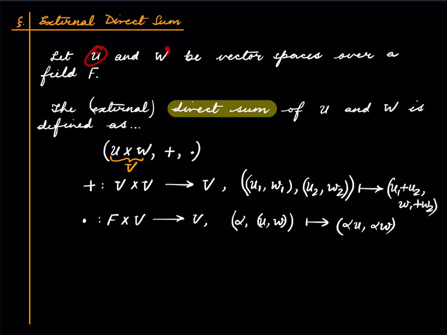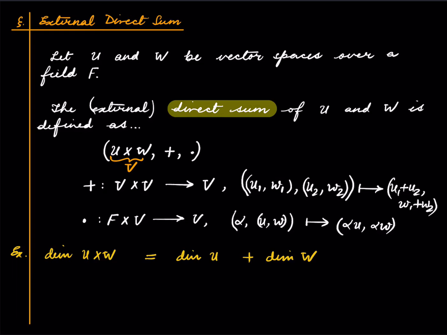So given two vector spaces, one can create a bigger vector space. And here's an exercise. Dimension of U cross W is dimension U plus dimension W. That's very easy. Once you have a basis of U and a basis of W, you can easily concoct a basis of this guy. And that will show you this.